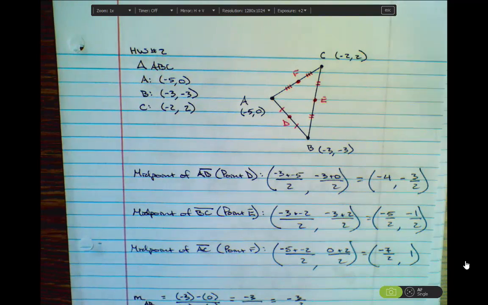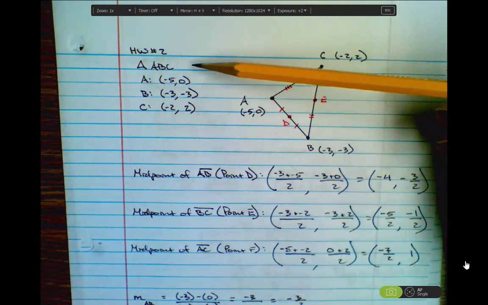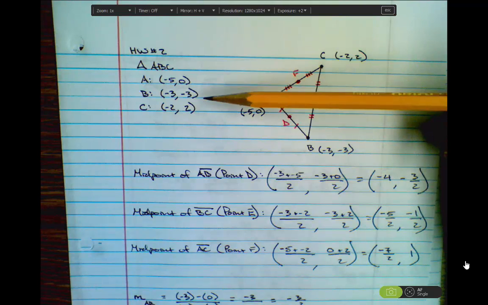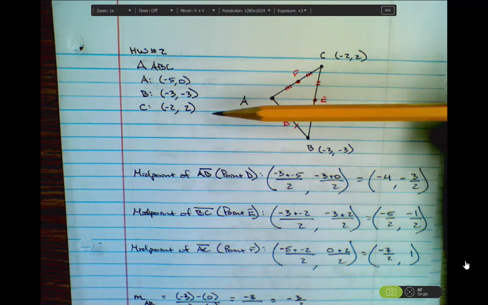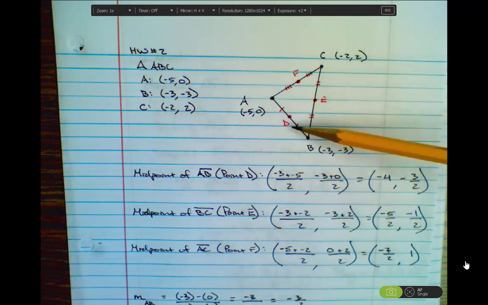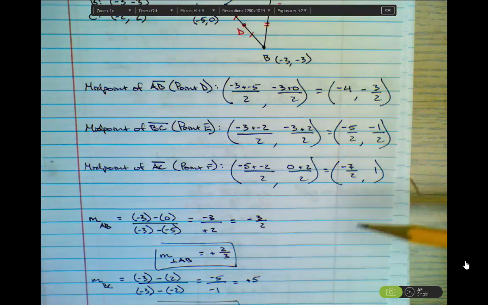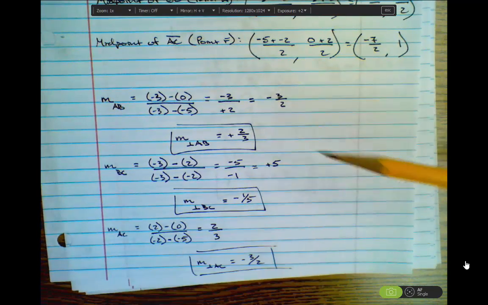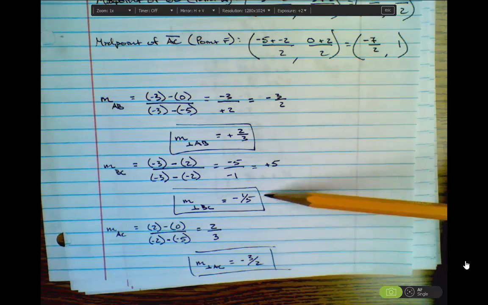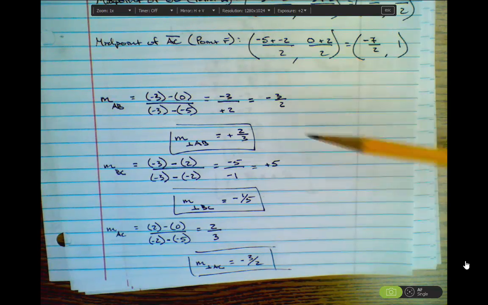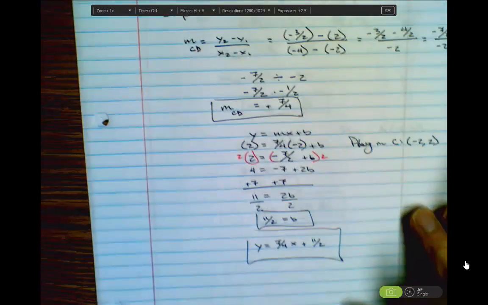The second question on the homework gives us a triangle ABC with points at (-5, 0), (-3, 3), and (-2, 2). The process is the same. I sketch it out and put in the midpoints. I solve for each of the midpoints, and then I also found the perpendicular slopes to each of the sides. Doing the work up front will save you some time.